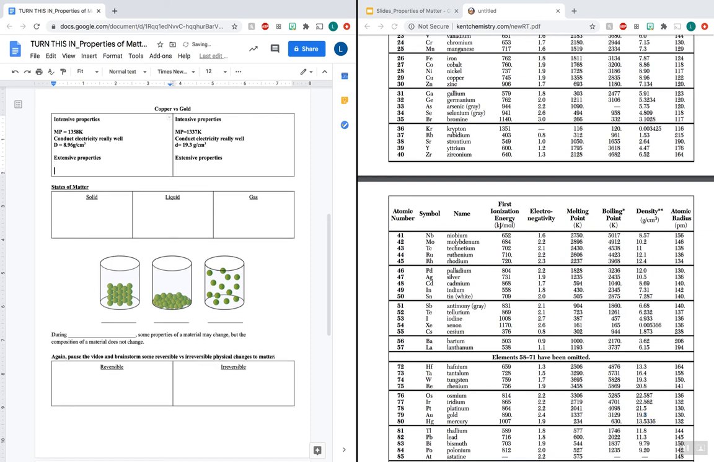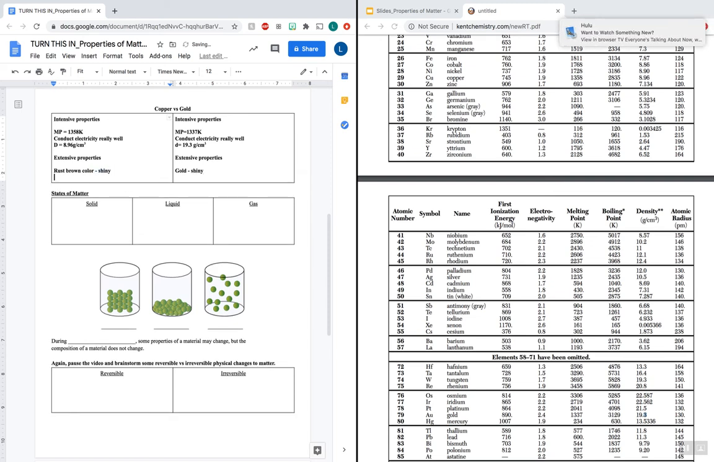So let's look at some extensive properties. Extensive properties, copper, it has that kind of rust brown color. We all know the color of a nice shiny copper penny. Gold, we name the color gold after gold. It's gold, it's shiny. Copper is also shiny. These are things that you can observe. I'm sorry, those are not extensive properties. Those are intensive properties. Silly me. See, even I get confused sometimes.